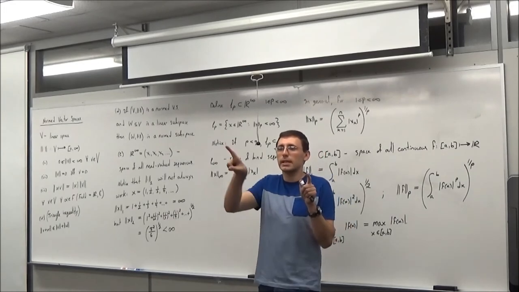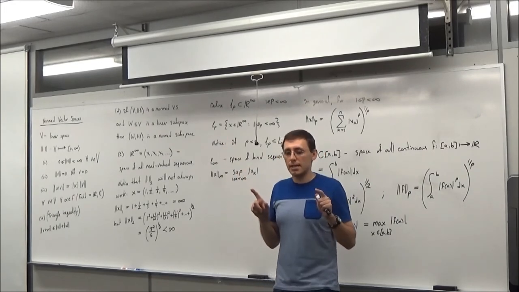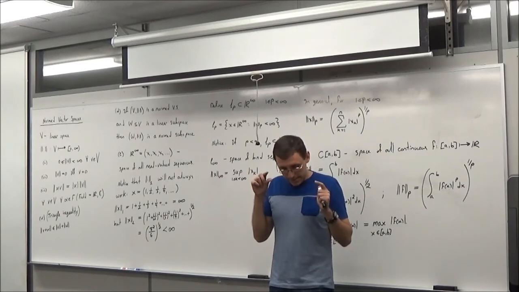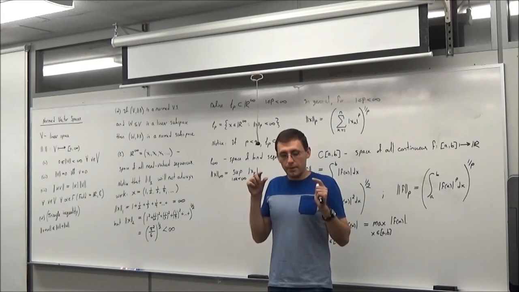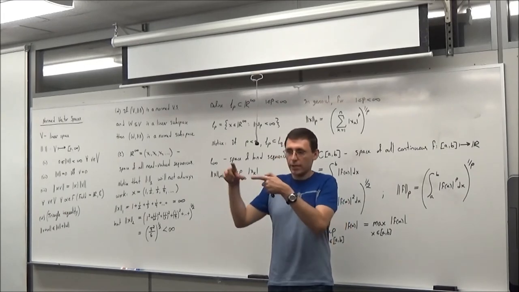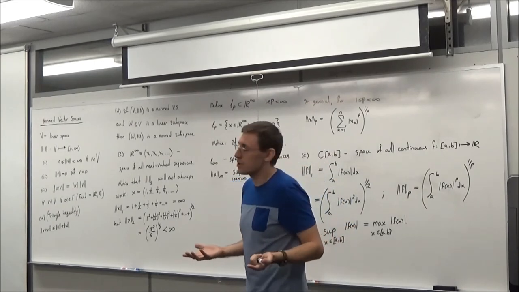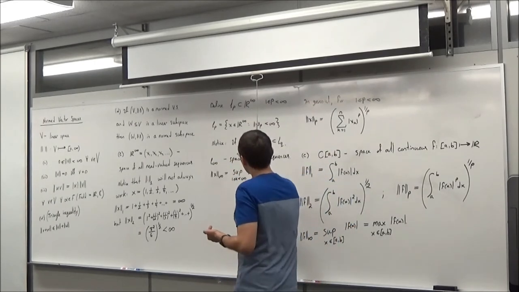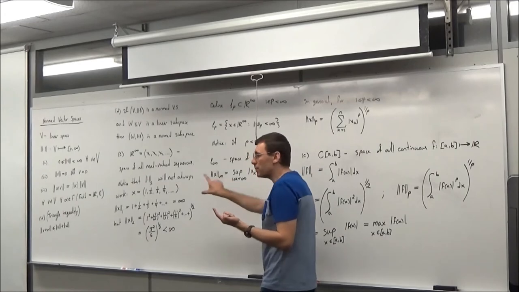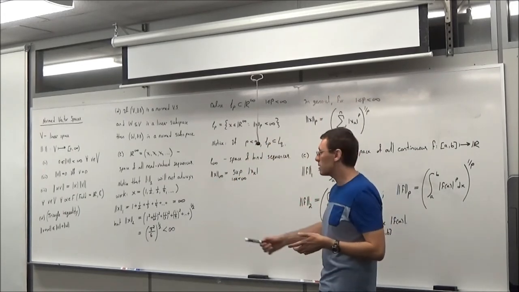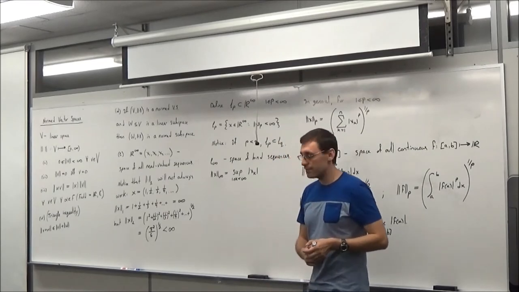Some sequences increase. Let's say the sequence 1 half, 3 quarters, you know, that sequence is increasing, but it never reaches 1, yet its supremum is going to be 1. Okay, so you don't necessarily have a maximum, but you might see that there is going to be an upper bound to the sequence, and that's what this measures. Okay?